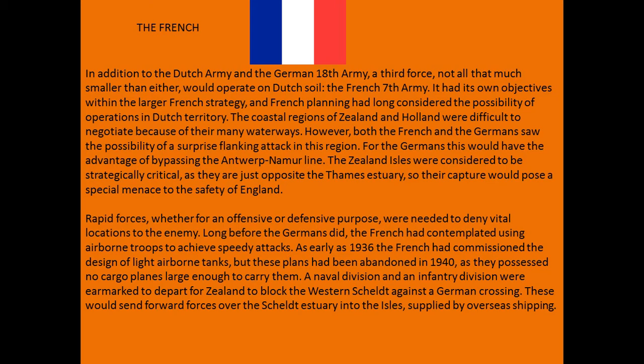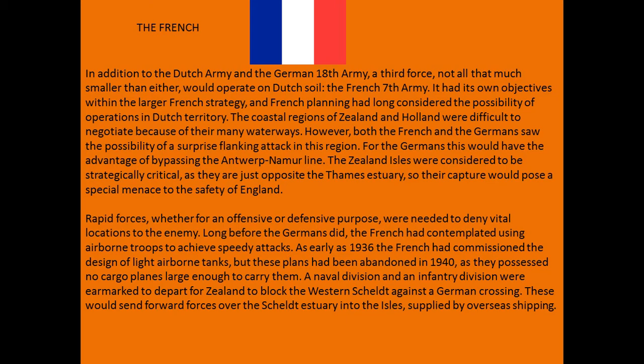So the French, in addition to the Dutch Army and the German 18th Army, a third force, not all that much smaller than either, would operate on Dutch soil. The French 7th Army had its own objectives within the larger French strategy. French planning had long considered the possibility of operations in Dutch territory. The coastal regions of Zeeland and Holland were difficult to negotiate because of their many waterways. However, both the French and the Germans saw the possibility of a surprise flanking attack in this region. For the Germans, this would have the advantage of bypassing the Antwerp-Namur line.